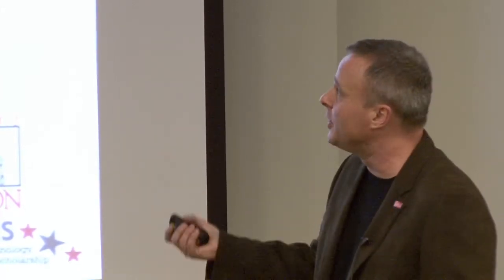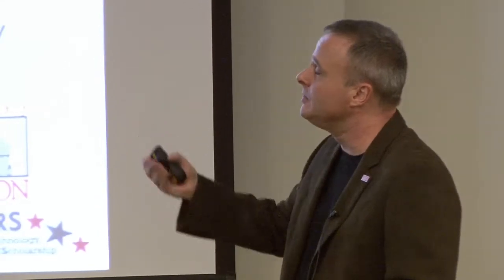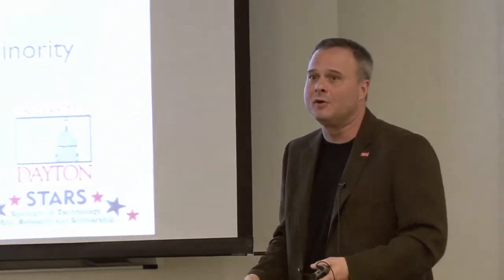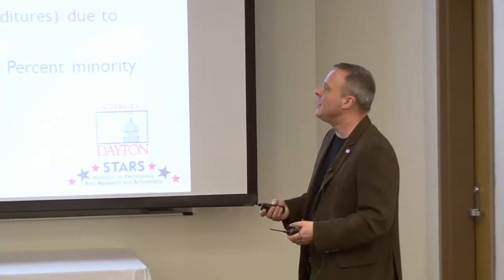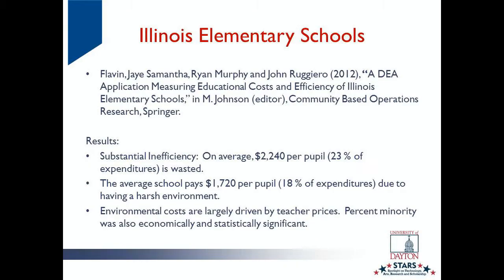Okay, and from this point, for me, it gets a little redundant to keep looking at states. But I had a couple of students who were taking my efficiency class, my production class, and they wanted to do it. And as they did it, I was asked to write a book chapter for Springer. And so I agreed to include them. Sam was the lead author and did a lot of the work. And what we found from these results was substantial inefficiency. On average, over $2,000 per pupil was wasted. This is for, I believe, elementary schools.